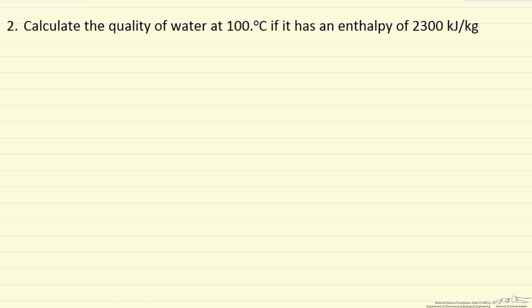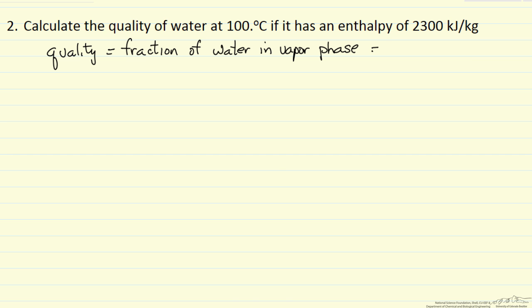Here we're going to calculate the quality of water at 100 degrees C, if we're given the enthalpy is 2300 kilojoules per kilogram. By quality, what we mean is the fraction of the water that's in the vapor phase, and we're going to use the symbol Q for quality. So we're at 100 degrees C. Since it says we have quality, it means we're at saturation conditions. So saturation for water, 100 degrees C, 101 megapascals.